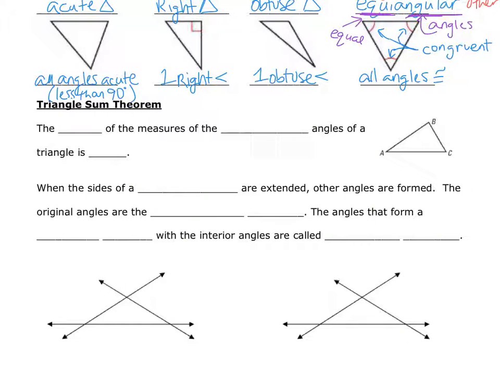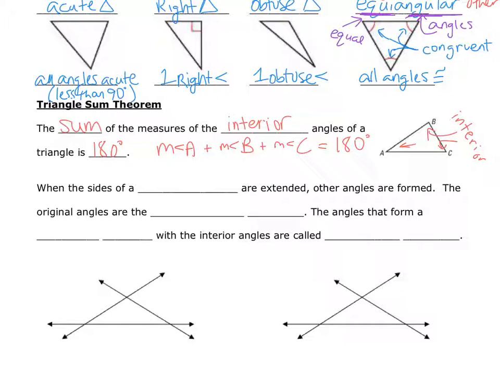With our triangle sum theorem, that means that the sum of the measures of the interior angles of a triangle is going to equal 180 degrees. So if we add up all 3 of our angles together, it's going to equal 180 degrees. The measure of angle A plus measure of angle B plus measure of angle C will equal 180 degrees. And our interior angles are each of these inside angles right there.